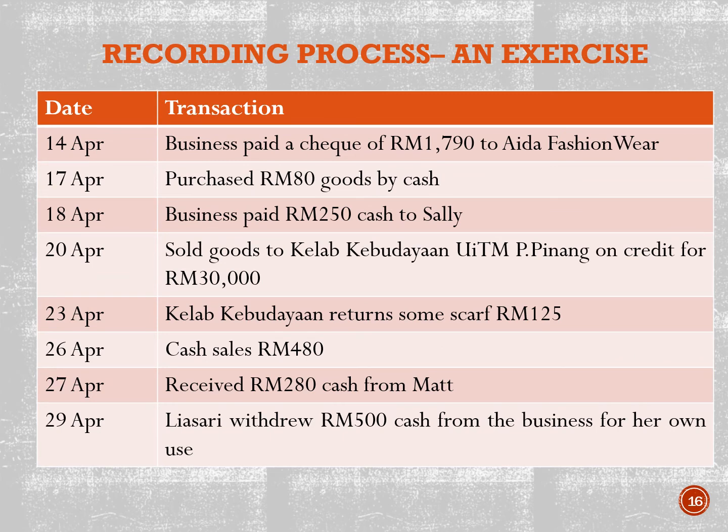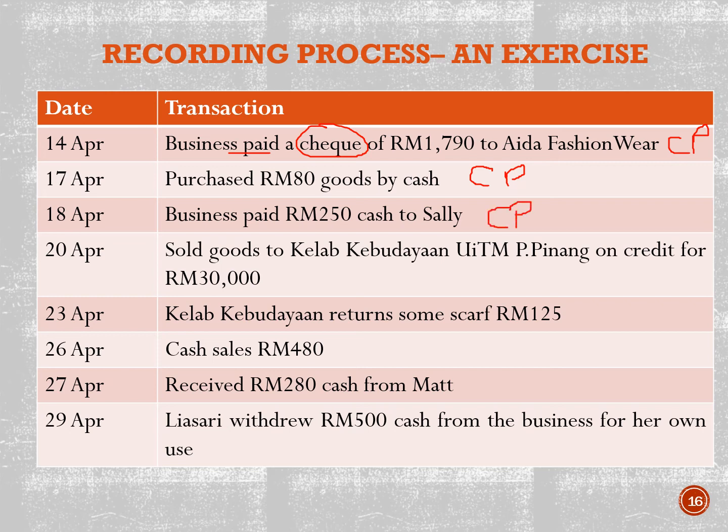So you have to classify which item yang kita kena catat. Okay, so business paid. So business paid, this one by check. So this one cash payment. Sebab dia kata business paid by check. So this one is cash payment lah. And purchase 80 ringgit goods by cash. So this one is cash payment juga. Business paid cash to cash payment.